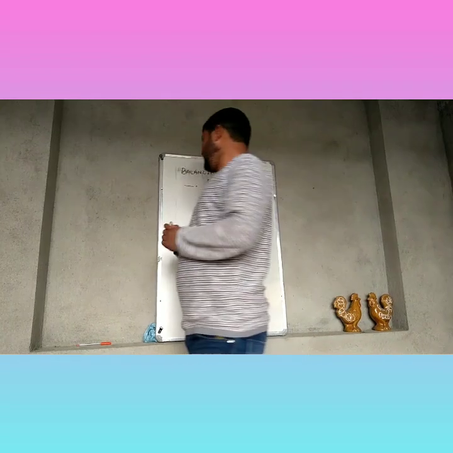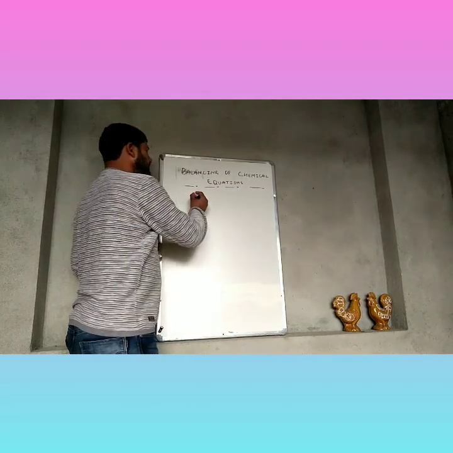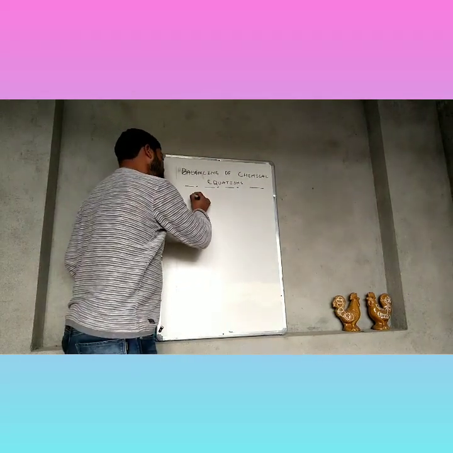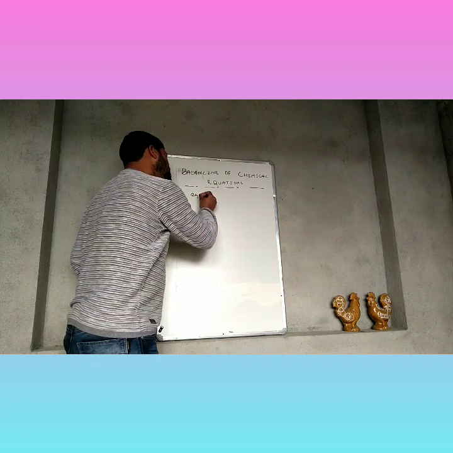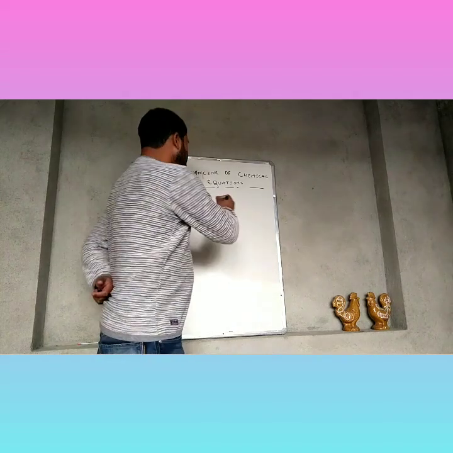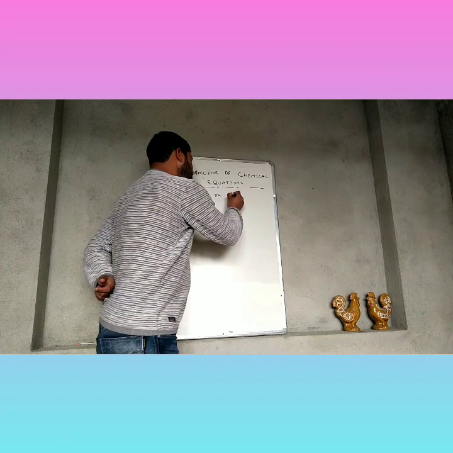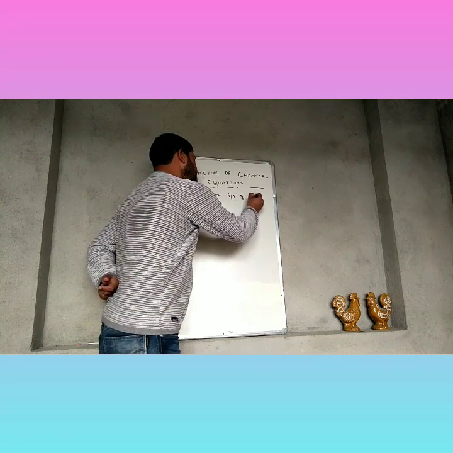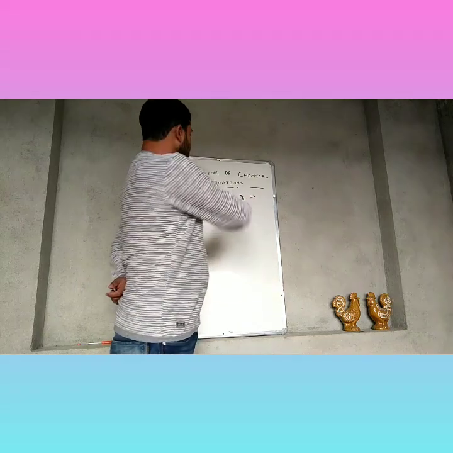In this video, we will study balancing of chemical equations. The method of making the number of different types of atoms equal on both sides of an equation is called balancing of a chemical equation.